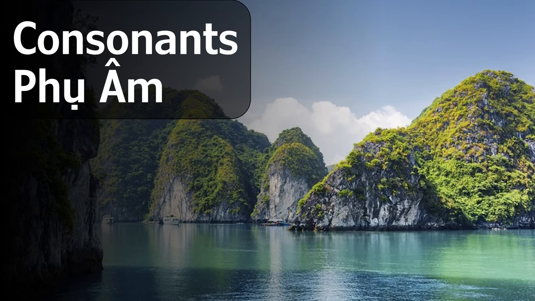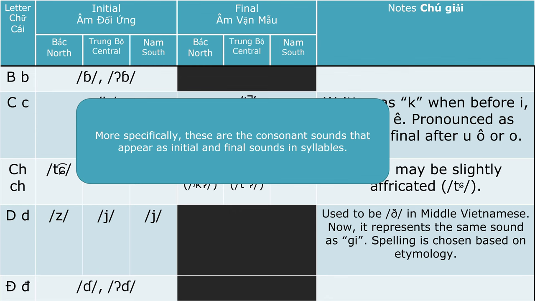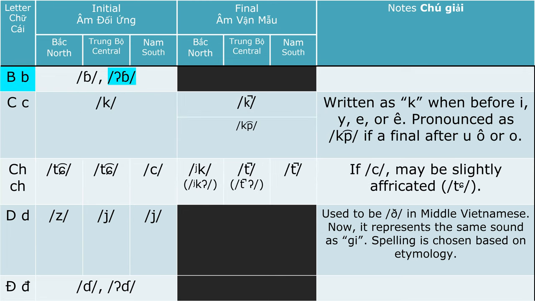Let's take a closer look at the sounds of the consonants. Phụ âm. As we look at these, we will break them down into their initial and final sounds, if applicable. B, G. Final sound, ak, or ok. C cannot be the consonant before I, Y, E, or E circumflex in written Vietnamese. Therefore, the same sound must be written as K in these cases.